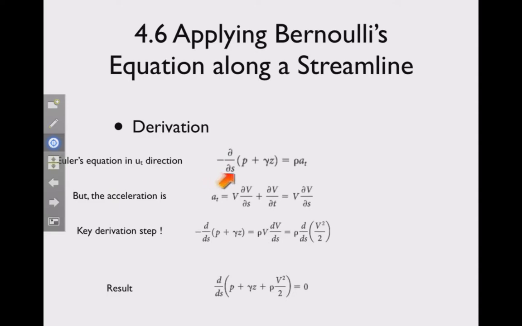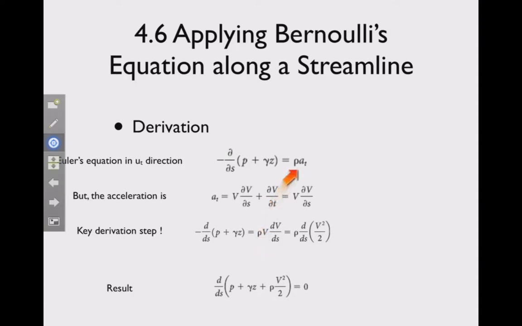The negative of the partial derivative of the piezometric pressure with respect to position, or s, along the streamline. Remember, the pressure gradient is going to be in the opposite direction as the acceleration. And so on the other side of the equation, we have rho times the acceleration in the tangential direction. Since it's only in the tangential direction, and we know that the local acceleration, del v del t, is 0, then this just becomes v del v over del s. So we can plug that into the equation here, and that's easy enough to do.